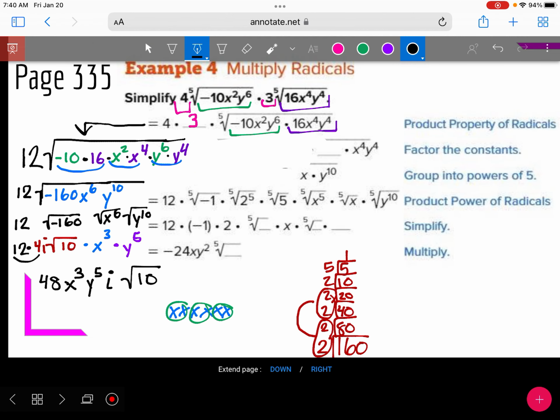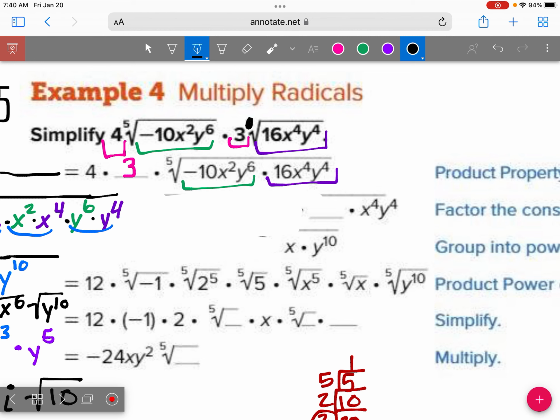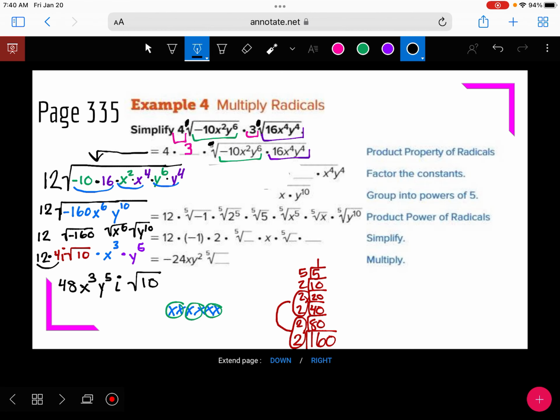So we did the same process up here. I just 100% did not see the fact that those were fifth roots. So we changed it. We still did the process. We did the important part. Just watch out for different roots.